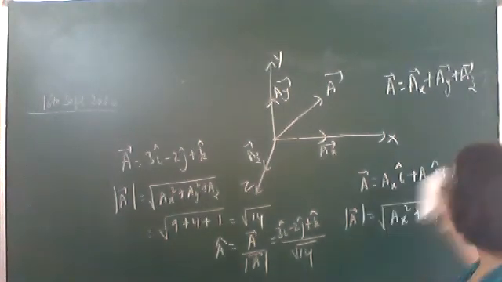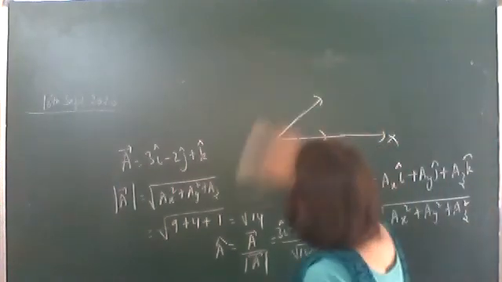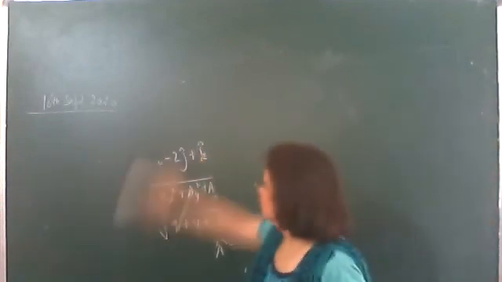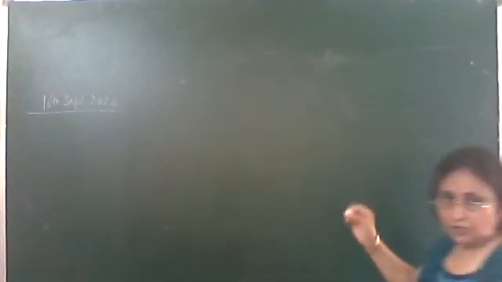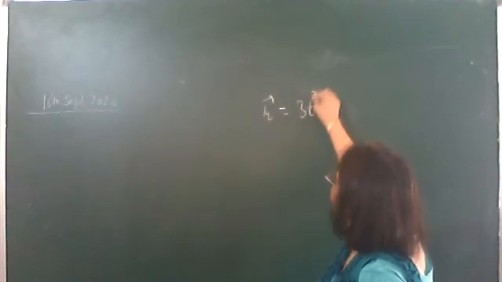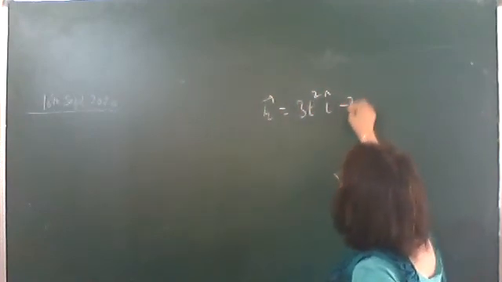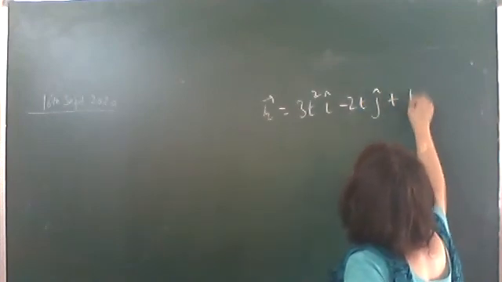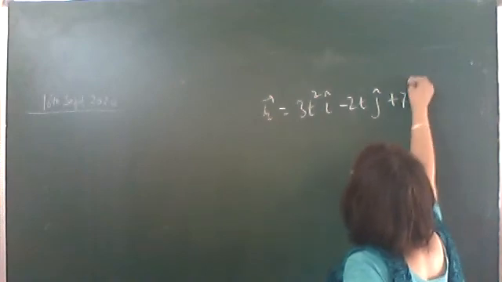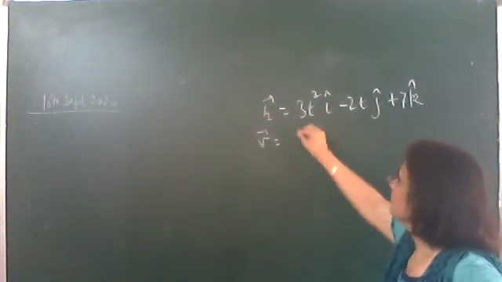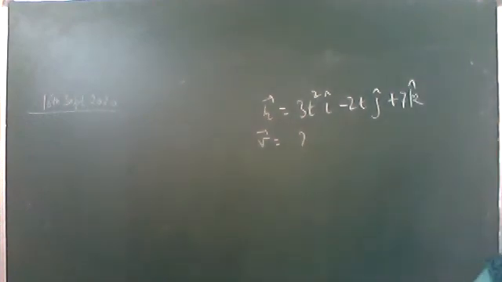Okay, now let's find out the velocity vector. Let's do a question. One question I'm giving you. Let the position vector be given as 3t square i cap minus 2t j cap plus 7k cap. Find its velocity vector.